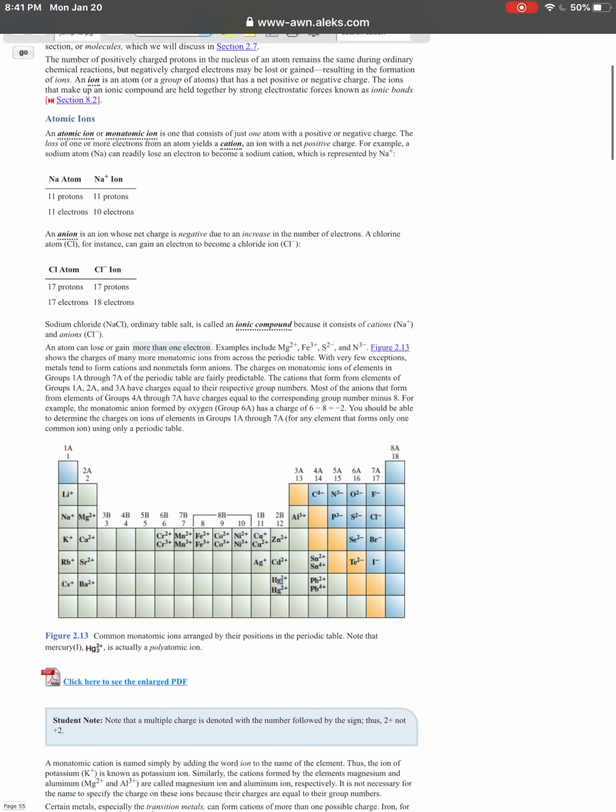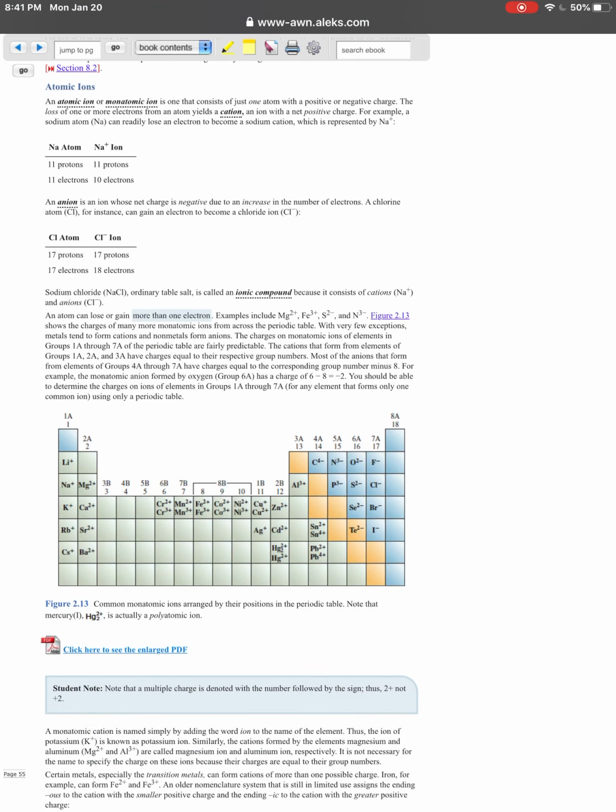So if you take a look at the periodic table here, the metals, interestingly enough, are all positively charged. They're all cations. That means they have more protons than electrons, which means that they lost electrons. Whereas on the right side, in the blue, the nonmetals are all negatively charged. They've all gained electrons. So they are anions because they have more electrons than protons. Remember, electrons negative, protons positive.